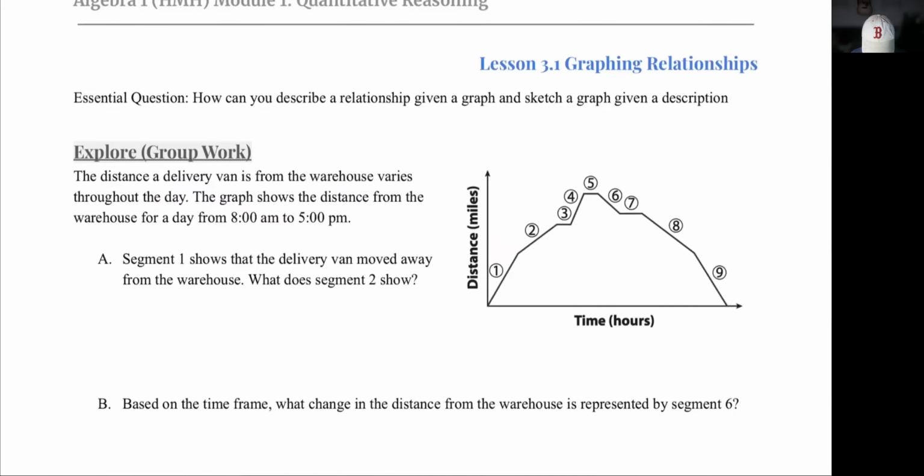In this particular case, this was done as a quasi group working class, but this graph shows how the distance a delivery van is from the warehouse varies throughout the day. So this is like 8 in the morning till 5 p.m. And looking at this graph, you need to say, hey, what's going on here?